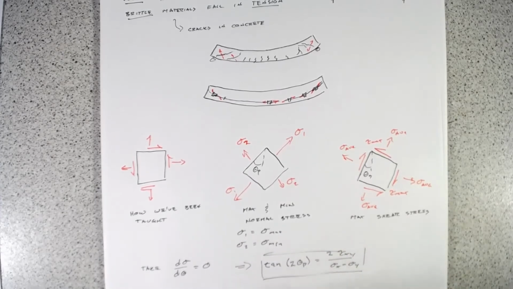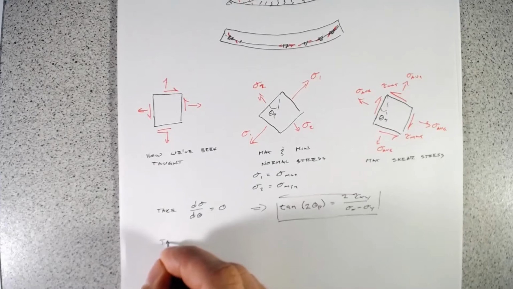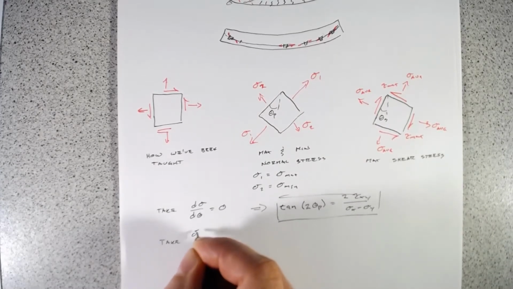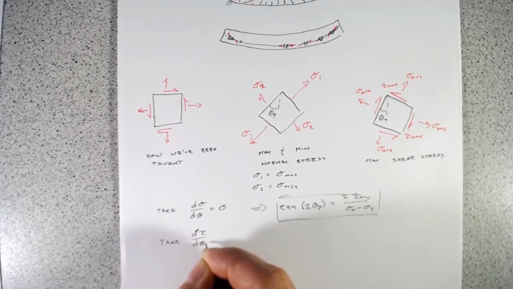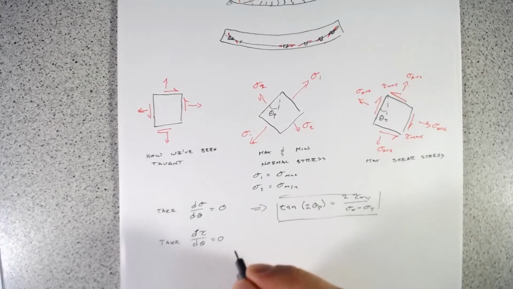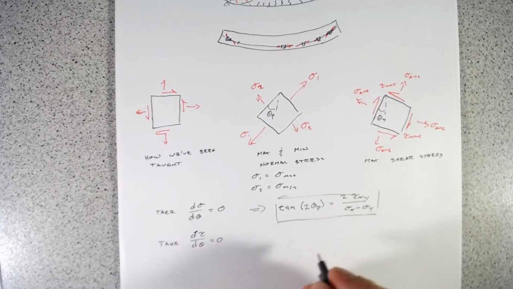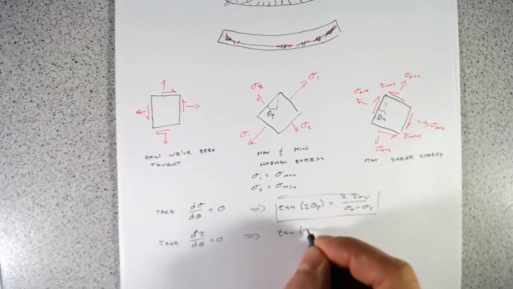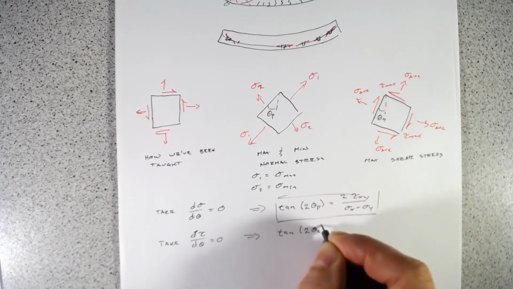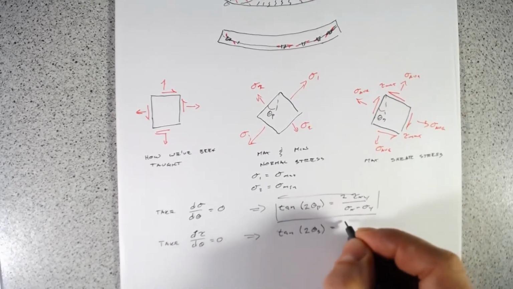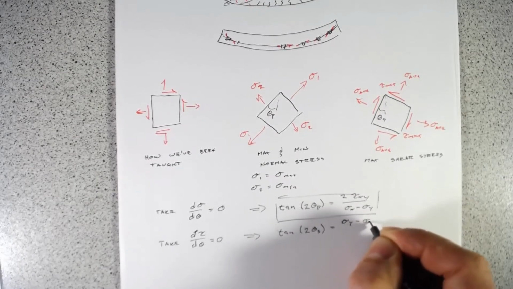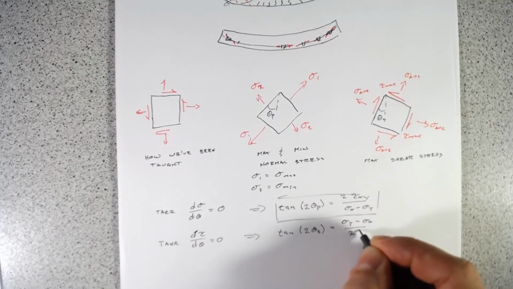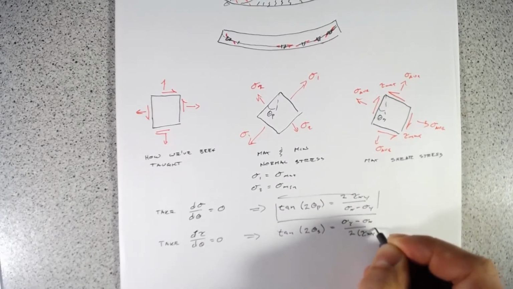And then if you take d tau over d theta, and we set that equal to 0, we end up with the tangent of 2 theta s equals sigma y minus sigma x over 2 tau xy.